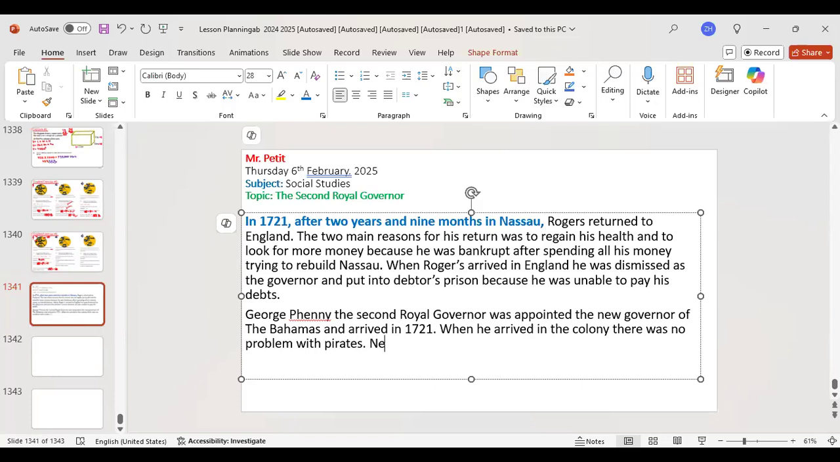New Providence. Remember, they had a problem with population. Now they have no problem with population because New Providence had a population of 750. That's a small amount though. Eleuthera had 240 people.